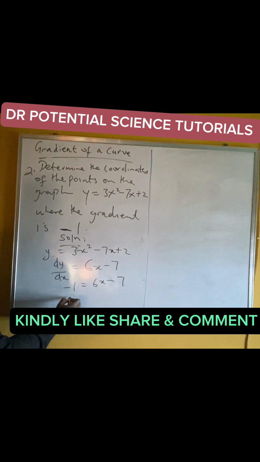So if we bring 6x here, it becomes minus 6x equals minus 7 plus 1. Minus 6x equals minus 6, divided by minus 6. So x is what? 1. x is 1.